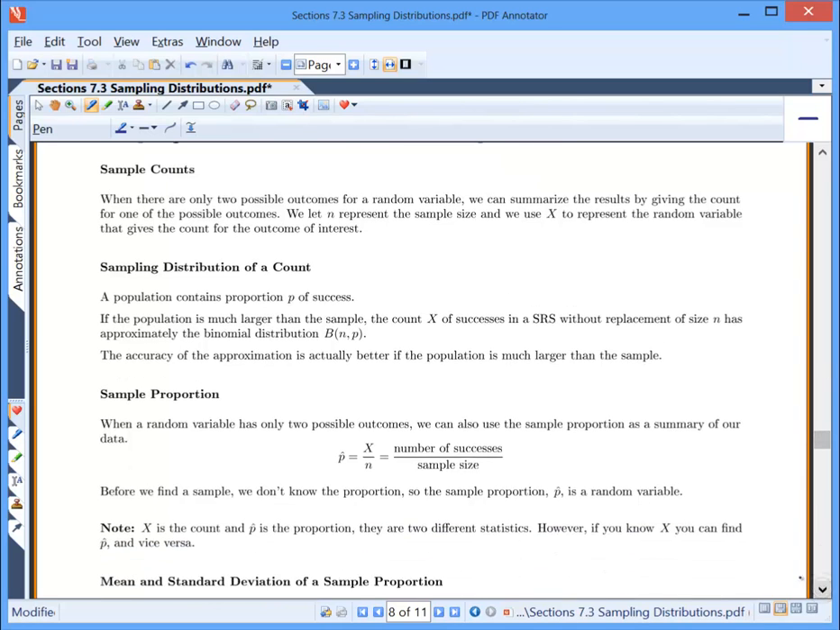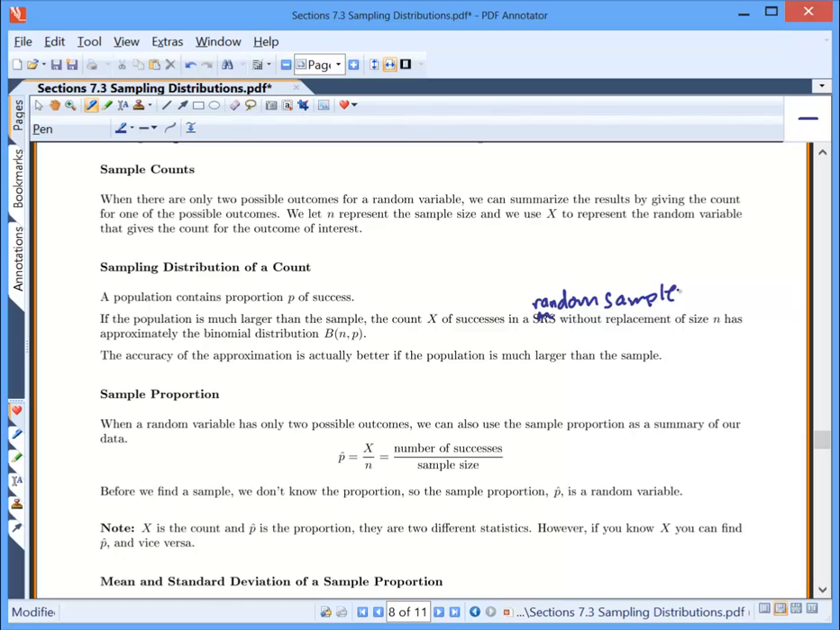Now our sampling distribution of a count, we learned this before, but if our population contains a proportion p of success, as long as our population is large enough, so larger than the sample, then your count x of successes in a random sample without replacement of size n has approximately the binomial distribution with n and p. Now we know it's not exactly the binomial distribution because it is without replacement, so its probabilities of being chosen change just a little bit, but not enough to make a difference because our population is much bigger than our sample.